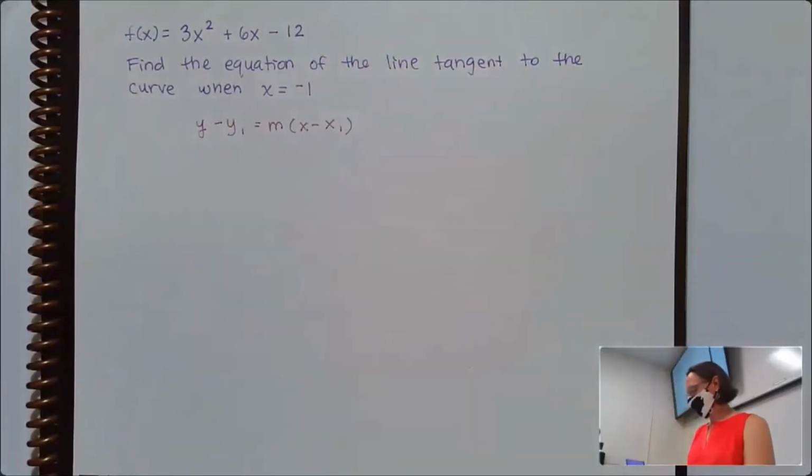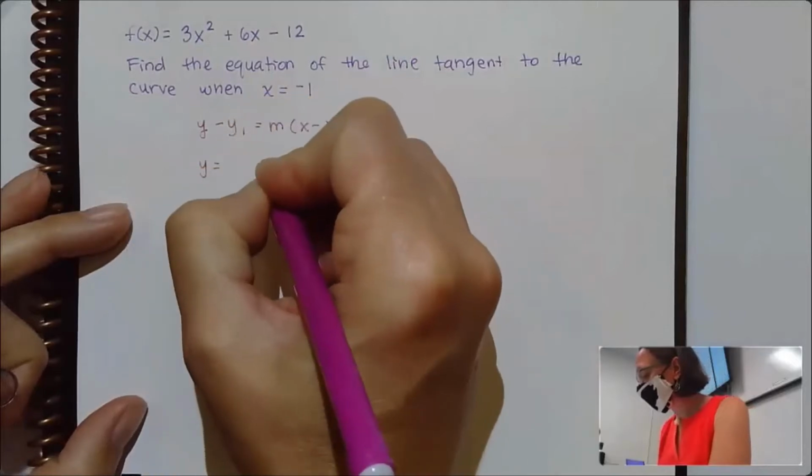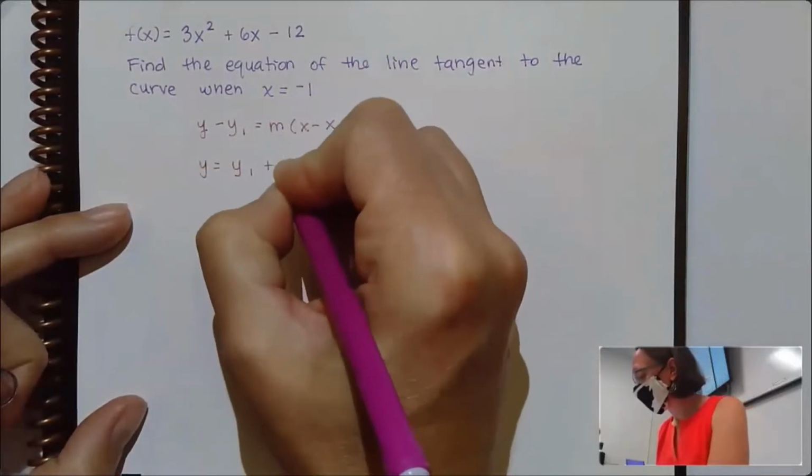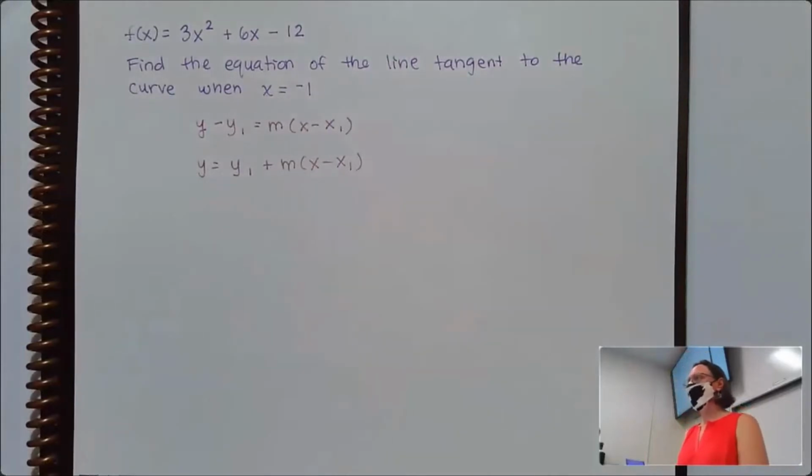Question. Oh yeah, you could totally move the y1 over. You can totally make that y equals y1 plus m times x minus x1. Yeah, totally. You can also do y equals mx plus b. It's just almost always going to be more work given the information that we usually have in a calculus problem. This is almost always the easier option.